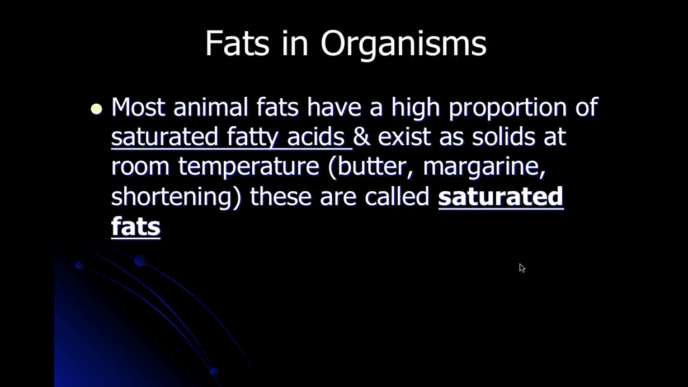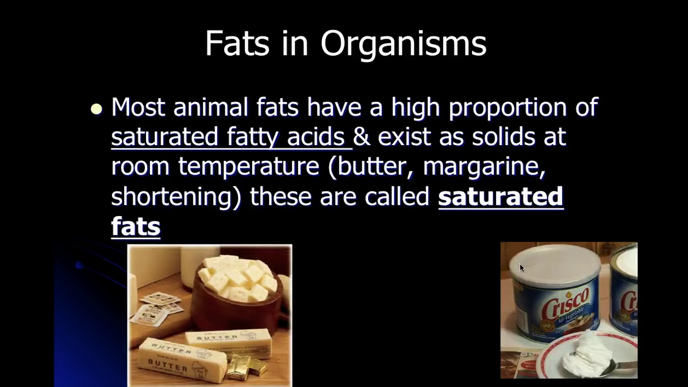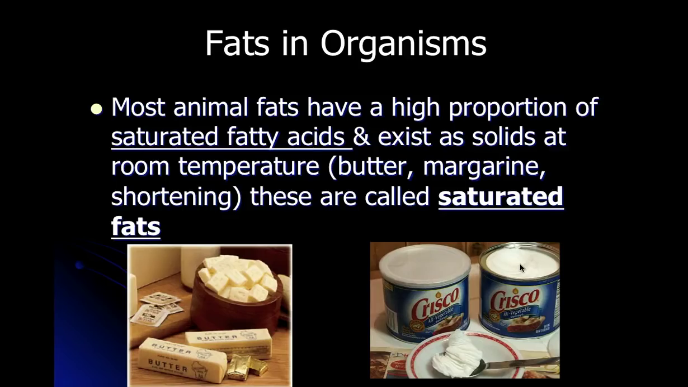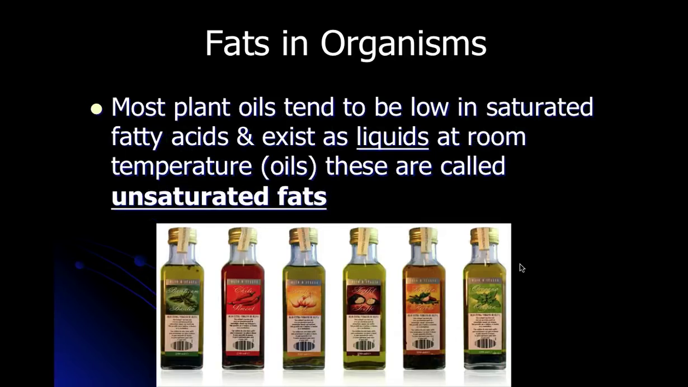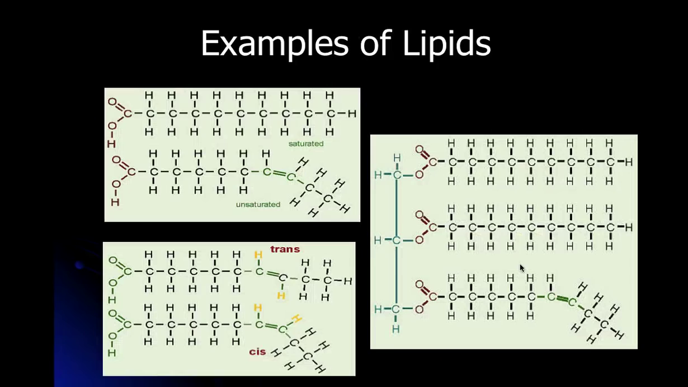So fats and organisms. Most animal fats have a high proportion of saturated fatty acid and exist as solids at room temperature. Butter, margarine, shortening, and are called saturated fats. These are the bad fats. So saturated fat are solid at room temperature, and they're unhealthy for you. And then we have our plant fats. Most plant oils tend to be low in saturated fatty acids and exist as liquids at room temperature, and they are unsaturated. So olive oil, vegetable oil, sunflower oil, all of those types of oils are good for you. So here's examples of lipids. We have our saturated and our unsaturated. Saturated, unsaturated.